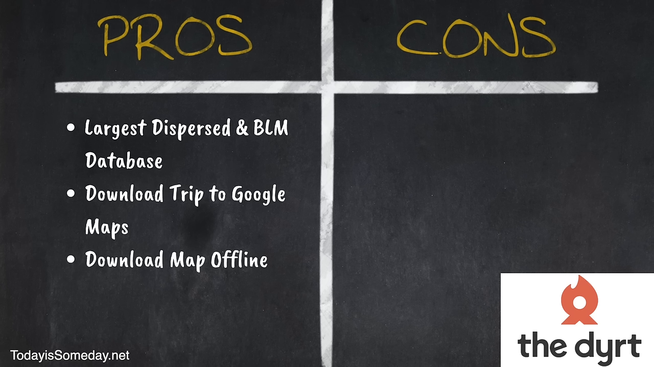So if you have a small trailer, or if you're car camping, or if you're in a van and the size of your RV is not an issue, you can download directly to Google Maps and it's really, really simple and easy to do. You can also download the maps offline in case you're going to be out of range. And of course, they have discounts with campgrounds and discounts with businesses.